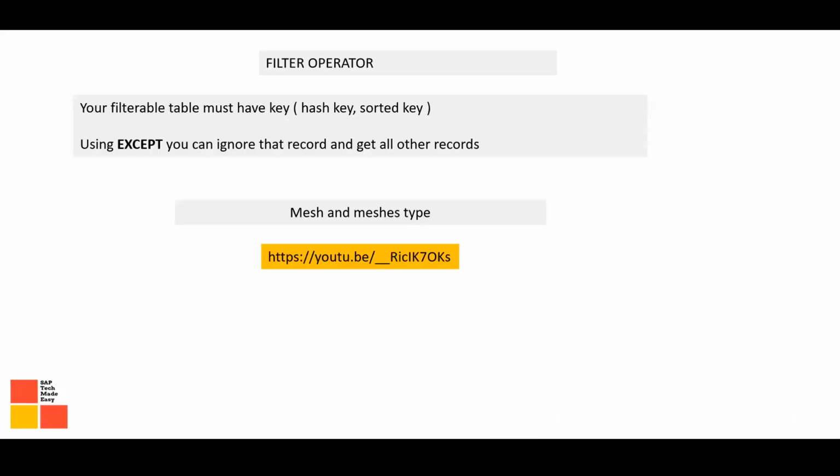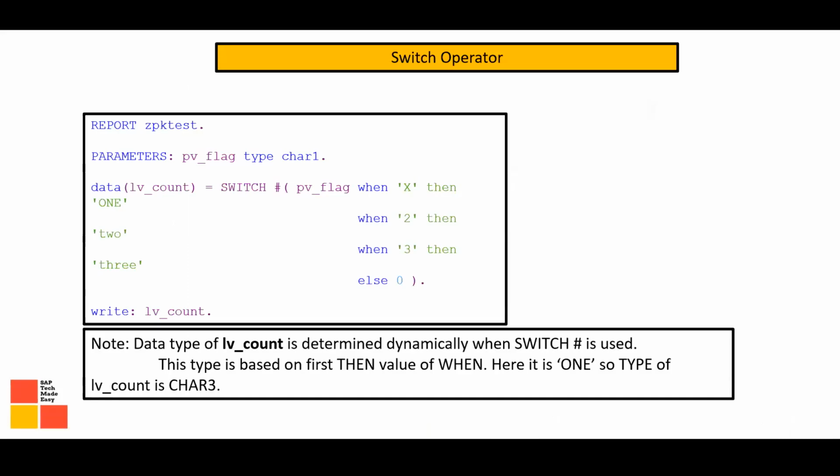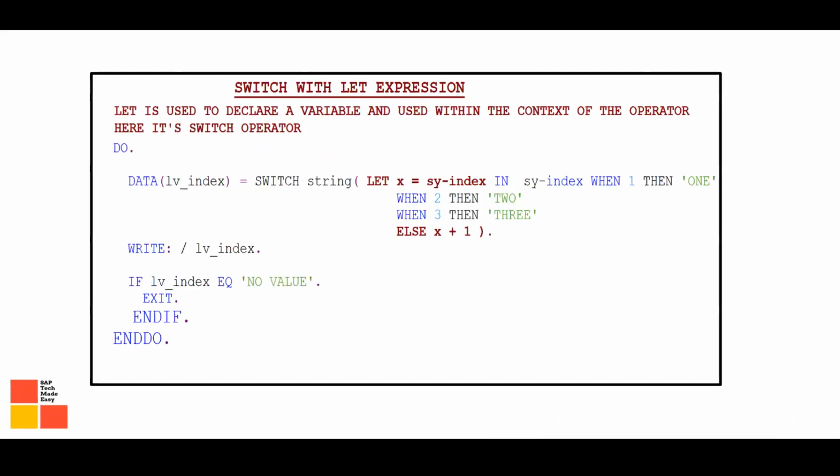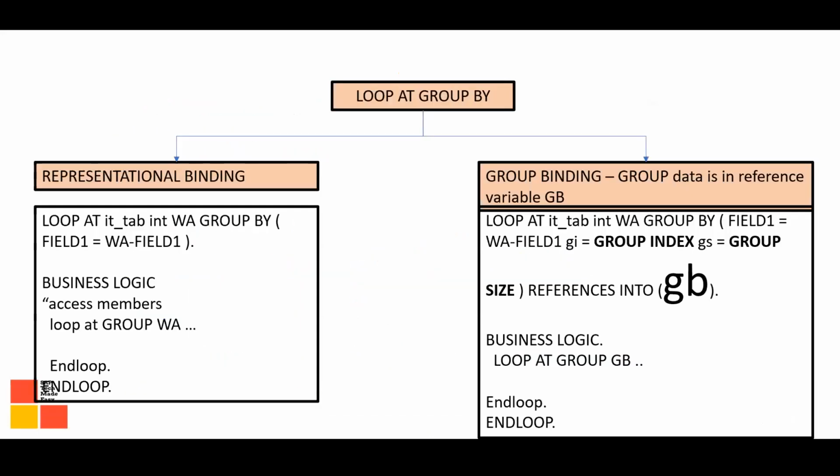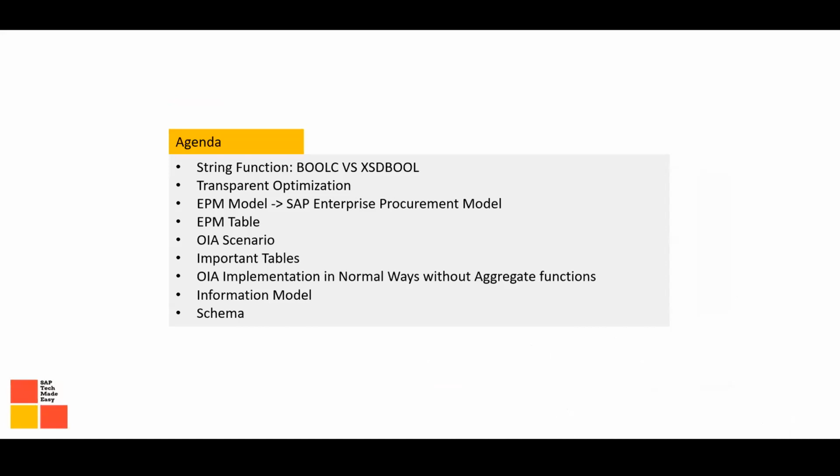Loop at group by, filter operation, reduce operator, switch with let expression, right? Corresponding, this loop at group by is a very powerful syntax we should know. String functions, right? And then here the OIA scenario and EPM model. It's a real-time example kind of thing. This OIA scenario is given by SAP just to practice these different code push down techniques. So it is similar to a real-time scenario where you have a company, right? That company has some sales process and purchase process. They have some test tables, which start with SNWD.